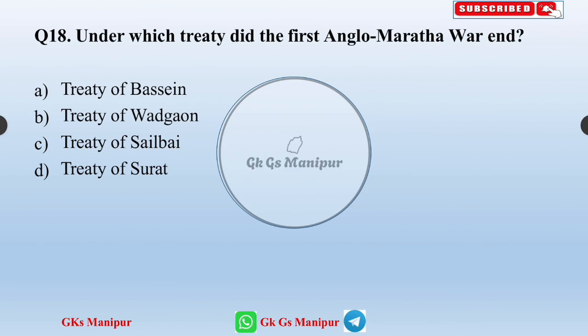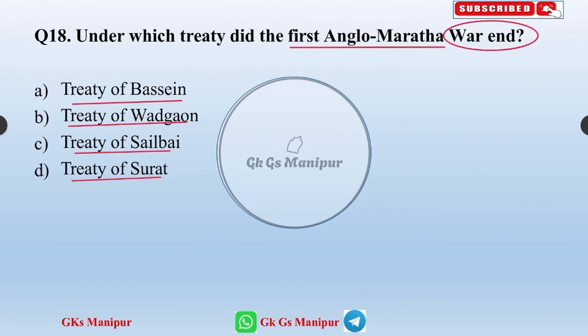Question number 18. Under which treaty did the first Anglo-Maratha war end? Option number A, Treaty of Bassein. Option number B, Treaty of Wadgaon. Option number C, Treaty of Salbai. And option number D, Treaty of Surat.